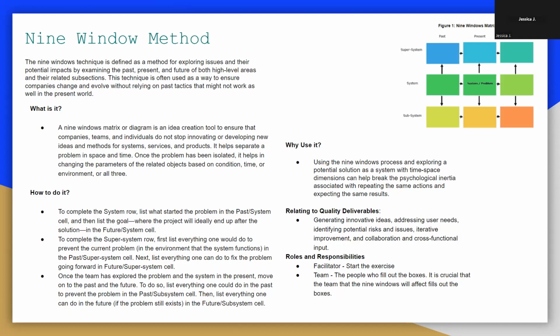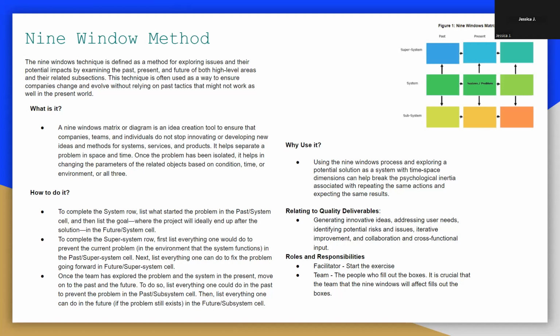So essentially, how the 9-window method works is it's created to ensure that companies, teams, and individuals don't stop innovating and developing new ideas. And it also can help break the psychological inertia associated with repeating the same actions and expecting the same results, which is basically like, hey, we've always done it this way, why change it? Or why do anything any different? It's just going to be the same result. You can lay it out really nicely in a grid and look and see what you want the outcome to be and how you could make that happen.